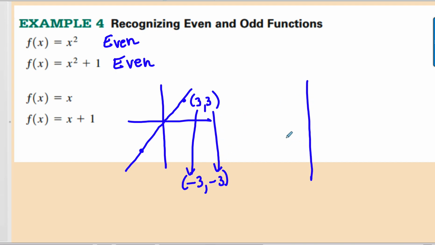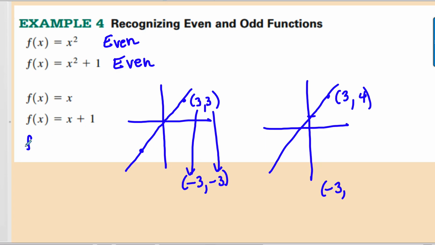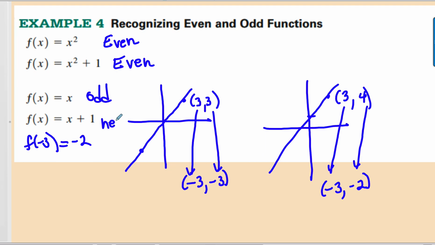Now let's take a look at the other line. The other line is a translation, so it looks something like this. Let's see what happens here. If I put the point 3 in here again, 3 now becomes 4. Let's go ahead and change the x value to negative 3. If I put f of negative 3 in here, I am going to get negative 2 out. And you see this is not what an odd function is supposed to do. And so because this is not happening, although we recognized the previous one was odd, this is neither. It's neither even nor odd.